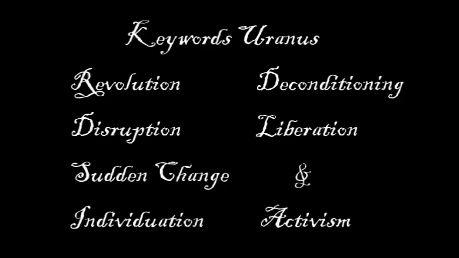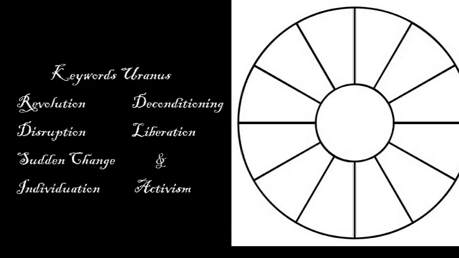Remember, the keywords for Uranus are revolution, disruption, sudden change, individuation, deconditioning, liberation, and activism. Now, let's combine these words with the concepts linked to the fourth house.